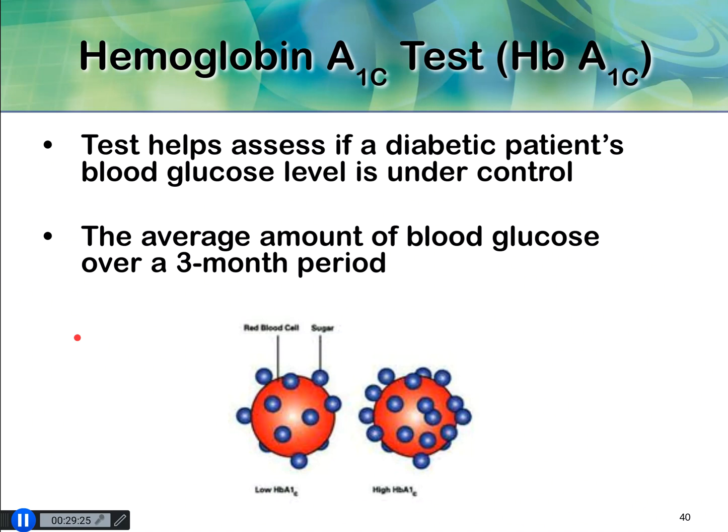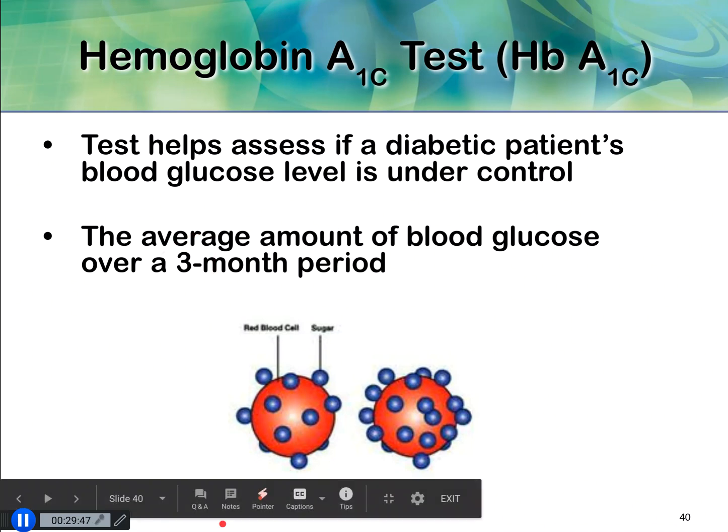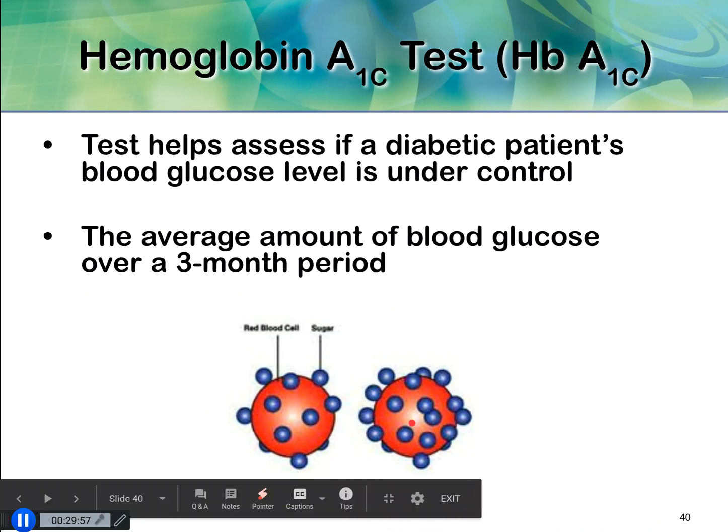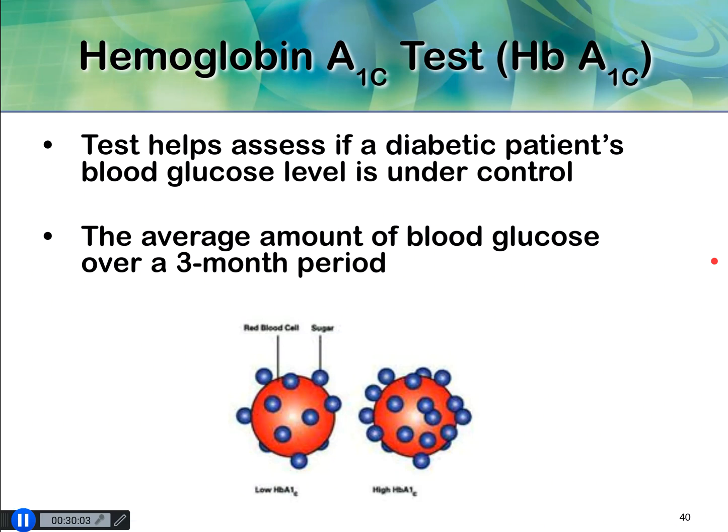Okay, so the hemoglobin A1C test helps assess if the diabetic patient's blood glucose level is under control on a more chronic level, because this measures the amount of blood glucose over a 3-month time period. So it gives you kind of an average over 3 months, which is really great. So here we have a low hemoglobin A1C with very few sugars attached to the red blood cells, and then high, there's lots of sugars attached to the red blood cells, which is not good. All right, so those kind of collect cumulatively over about a 3-month time period.